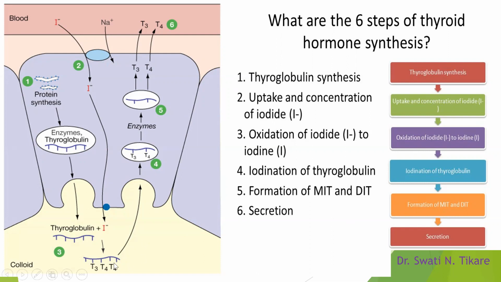Once they are formed, they are not free yet. They remain attached to the thyroglobulin. In the same fashion, they will enter here, and here you can see the thyroglobulin along with T3, T4, everything together. Afterwards, lysosomal enzymes act on it. They splice them, and T3, T4 is released, and they go back into the blood. So this is the basic way in which thyroid hormone synthesis happens.